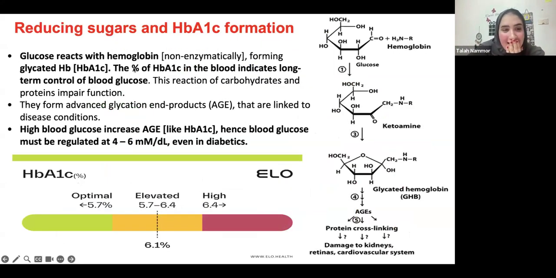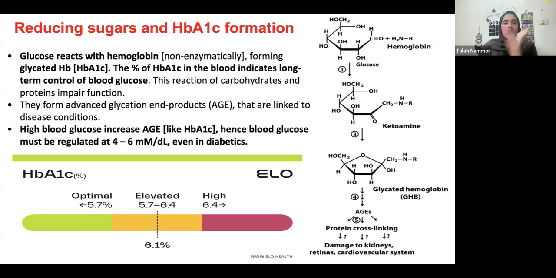Okay, so now HbA1c. When we have a lot of sugar in our blood, the glucose is going to react with the hemoglobin, and then we're going to have something called HbA1c, which is the glycated hemoglobin. So hemoglobin is going to have a glucose on it, and this is a very important phenomenon. Why? Because it helps us, specifically in diabetic patients, know if they are taking their medications or if they're not.